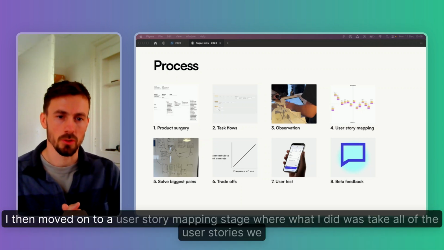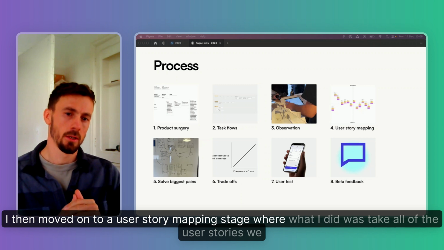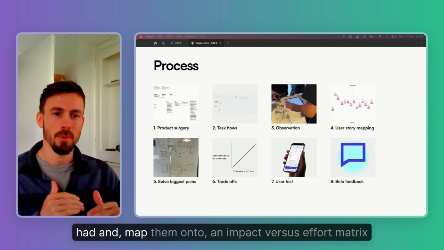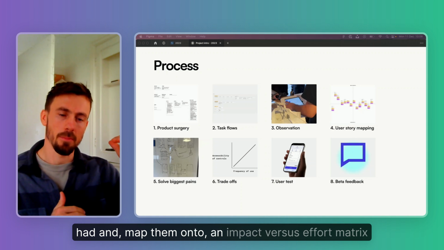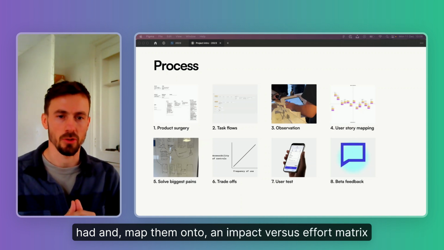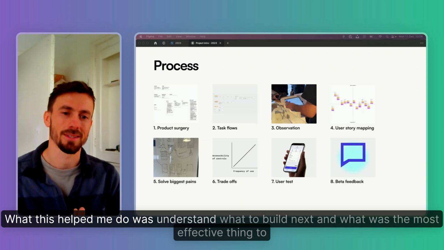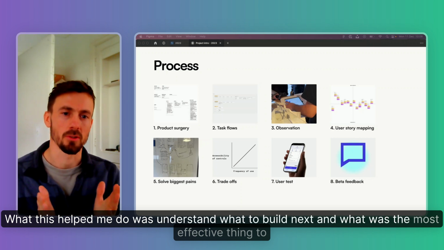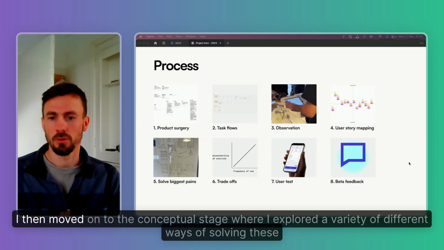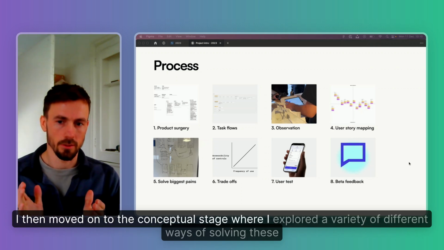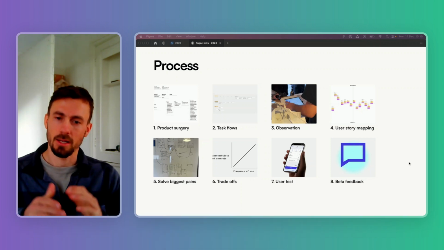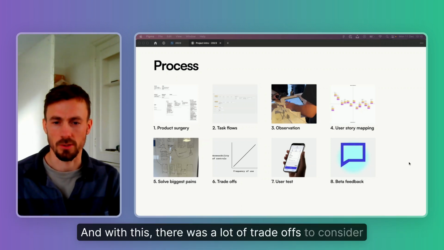I then moved on to a user story mapping stage where what I did was take all of the user stories we had and map them onto an impact versus effort matrix. What this helped me do was understand what to build next and what was the most effective thing to build. I then moved on to the conceptual stage where I explored a variety of different ways of solving these problems. And with this, there was a lot of trade-offs to consider.